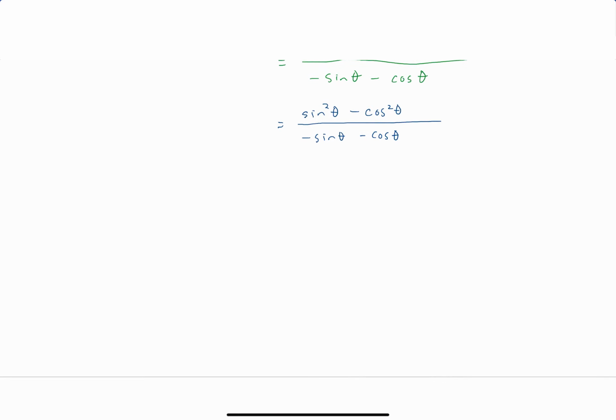Now, what can I do from there? Well, I'm going to ask myself, is there any algebra I could do? Because I don't really see trig identities that are going to help me a lot here.